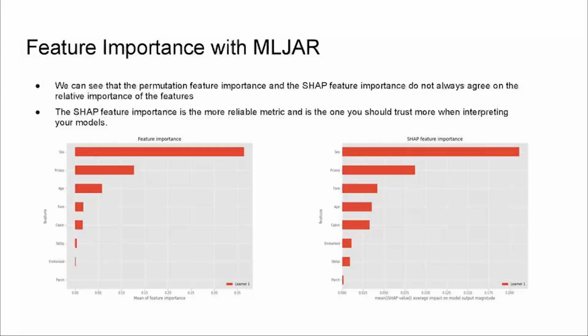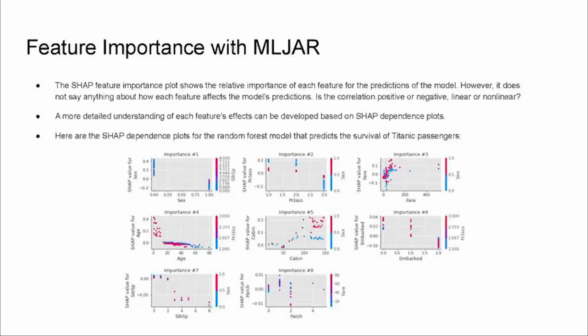We can see that the permutation feature importance and the SHAP feature importance do not always agree on the relative importance of the features. The SHAP feature importance is the more reliable metric and is the one you should trust more when interpreting your models. Now let's understand a little bit more about the SHAP feature importance plots. The SHAP feature importance plot shows the relative importance of each feature for the predictions of the model.